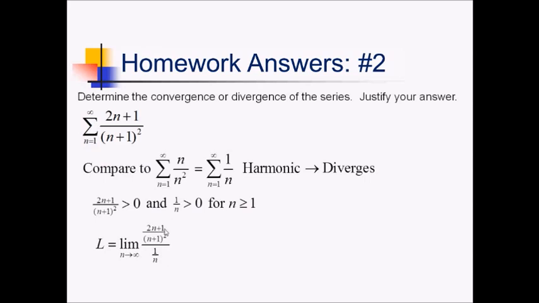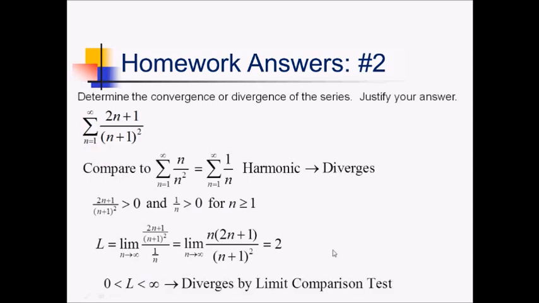I've got n times 2n plus 1 in the numerator. And denominator, we just have n plus 1 quantity squared times the invisible 1 there. So now as n approaches infinity, I can forget about this little plus 1 down here. It's really just n squared. I can also forget about this plus 1 up here. I have 2n squared in the numerator. So overall, that comes out to 2. Since the limit is a finite positive number between 0 and infinity, that means that since my comparison series diverges, my original series also diverges by limit comparison.